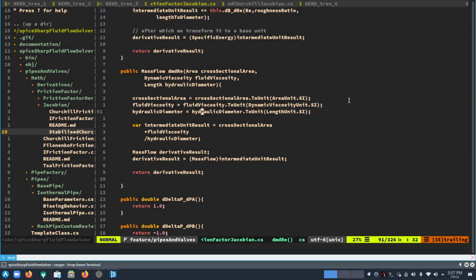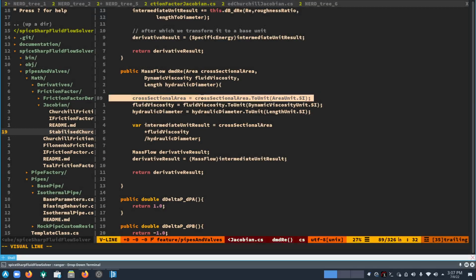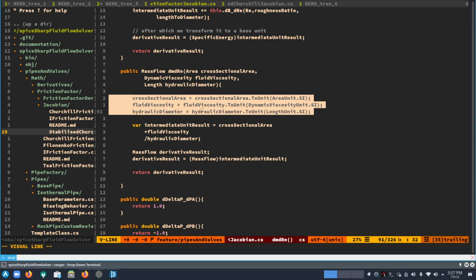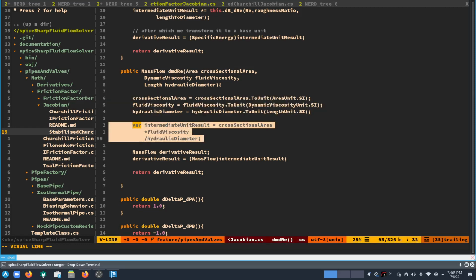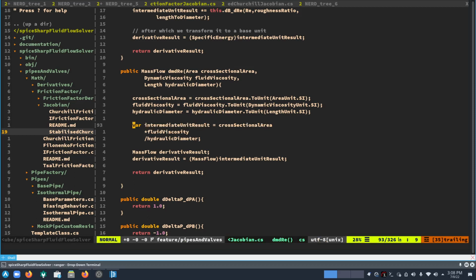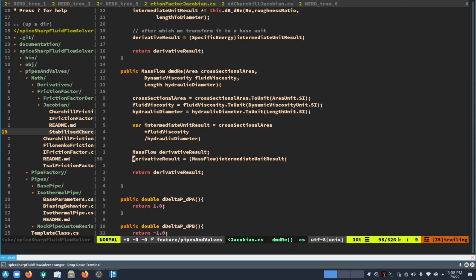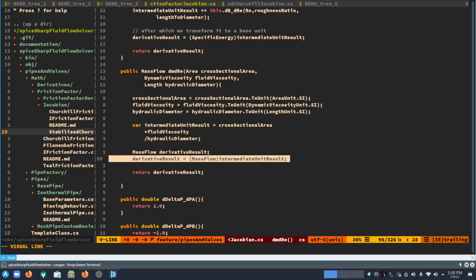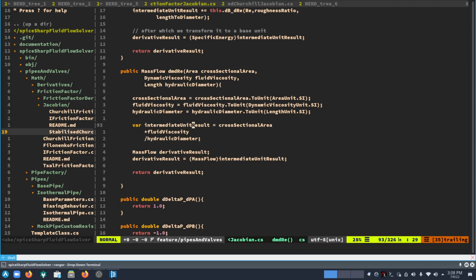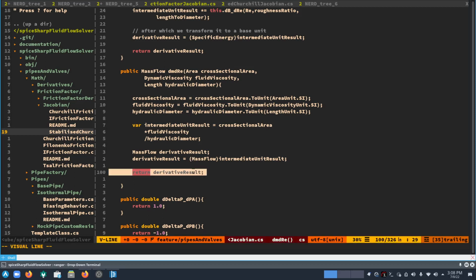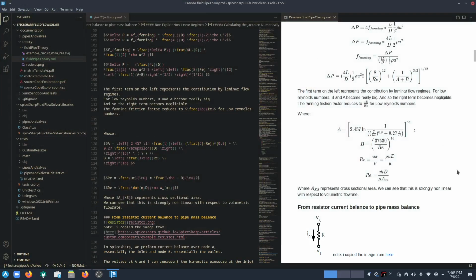So what do we have first? We have our cross-sectional area, fluid viscosity, so this is the dynamic viscosity. Then we have our hydraulic diameter, which is the D. And then after that, we do our appropriate math. I will just call this the intermediate unit result, and all of these will be in mass flow rate units. Then I'll use the intermediate unit result and cast it into a mass flow rate form. And then I will return the derivative result. This is how I get the dm/dRe.